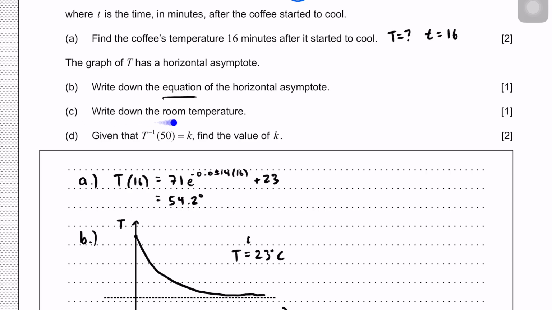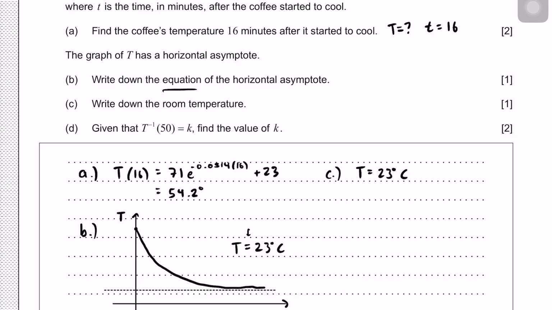Part C, write down the room temperature. Okay. So, this is kind of a common question, actually, or at least common structure. Often in a good IB question, they'll have one question lead into another. So in this case, horizontal asymptote, what we approach but never reach, that is itself the room temperature. So in this case, T is equal to 23 degrees Celsius.